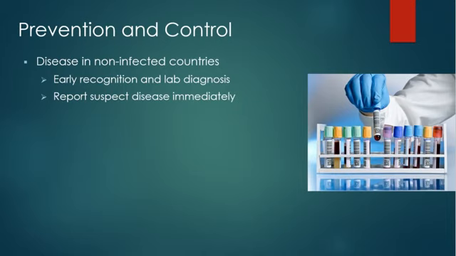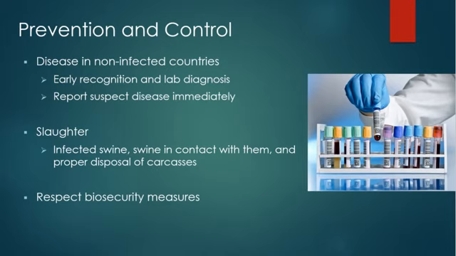Again, to control it, you want to make sure that you recognize it early. So the second you see clinical signs of African swine fever, so severe hemorrhagic disease, ecchymoses around the body, vomiting and diarrhea, it should be reported right away to the authorities. And also you want to make sure you have the right diagnostics to ensure that you diagnose it properly. So your virus isolation, antibody testing.